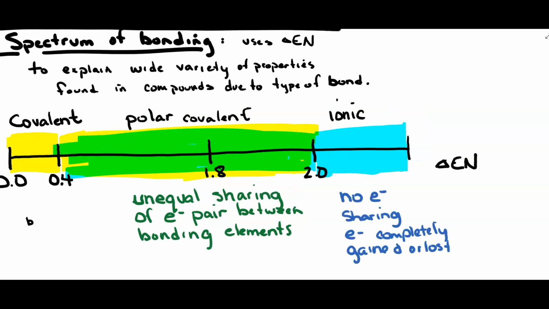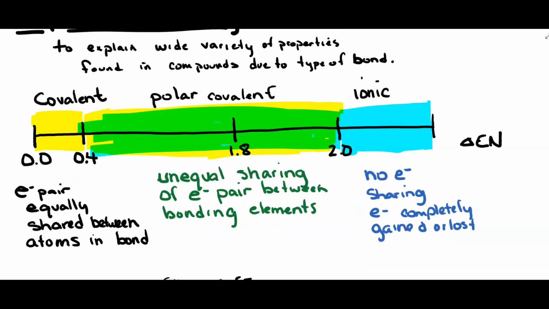In ionic bonding, you remember there was no sharing at all. The electrons are completely lost by one atom, usually the metal, and completely gained by the non-metal to form positive and negative ions. And we learned about covalent bonding as the sharing of electrons to complete an octet. So covalent or non-polar covalent is an electron pair being equally shared between the two atoms that are forming the chemical bond. What is happening in this 1.8 to 2.0 region?